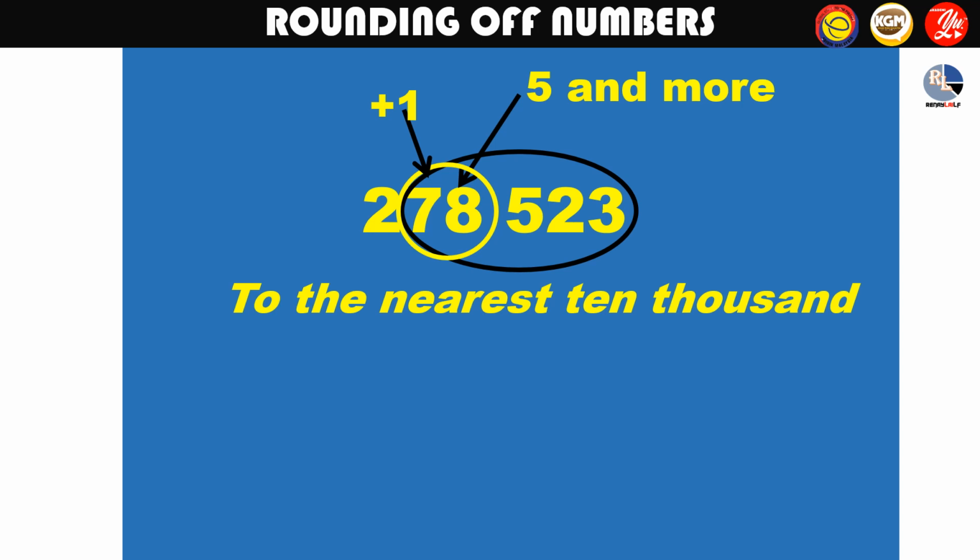All right, to the nearest 10,000, how many digits at the back? We're going to put it at 0. Yes, 4 digits. All right, what will happen to 7? 7 will become 8. And then the number in front, we're going to copy it back. So rounding off 278,523 to the nearest 10,000 becomes 280,000.